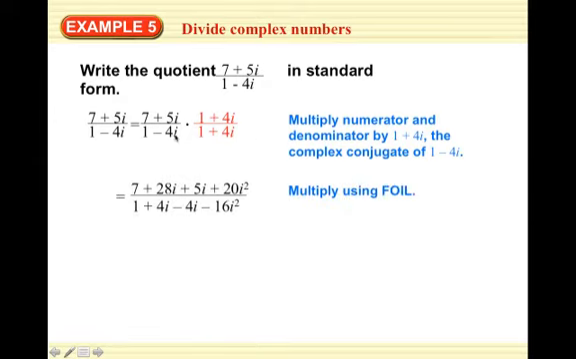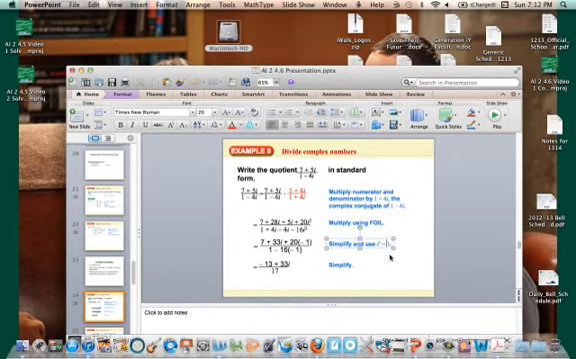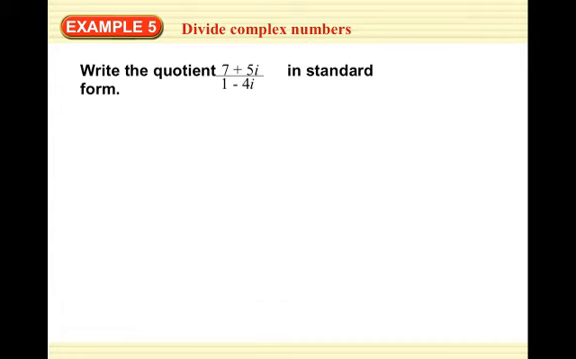So 7 times 1 is 7, plus 28i, plus 5i, plus 20i squared. And then on the bottom, 1 times 1 is 1, and then plus 4i, minus 16i squared. All right, so we're going to simplify and use i squared equals -1. I don't know what happened to their negative there. Let's fix it for them real quick. There we go.